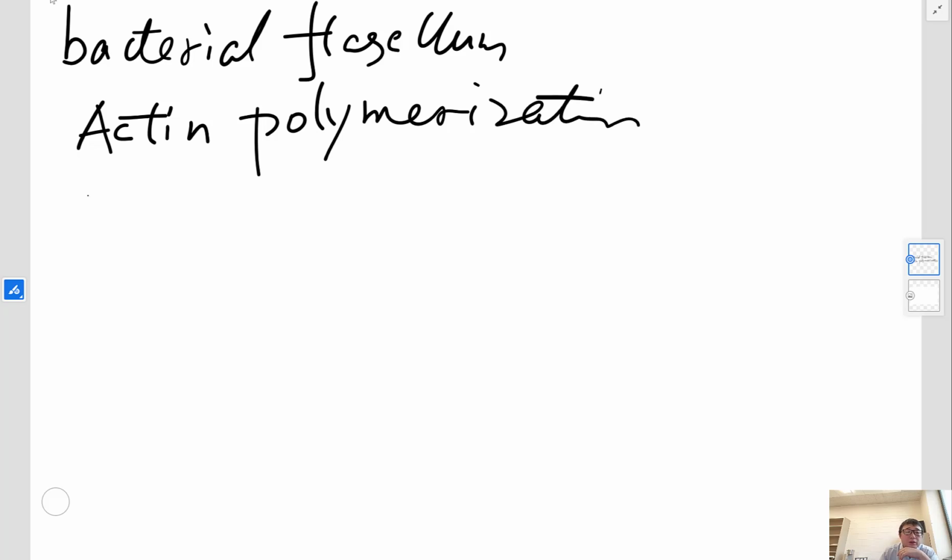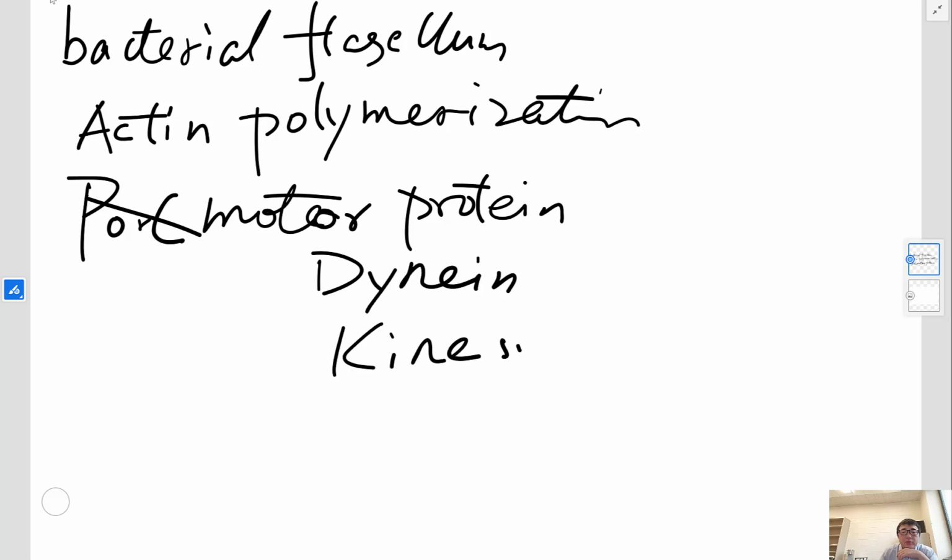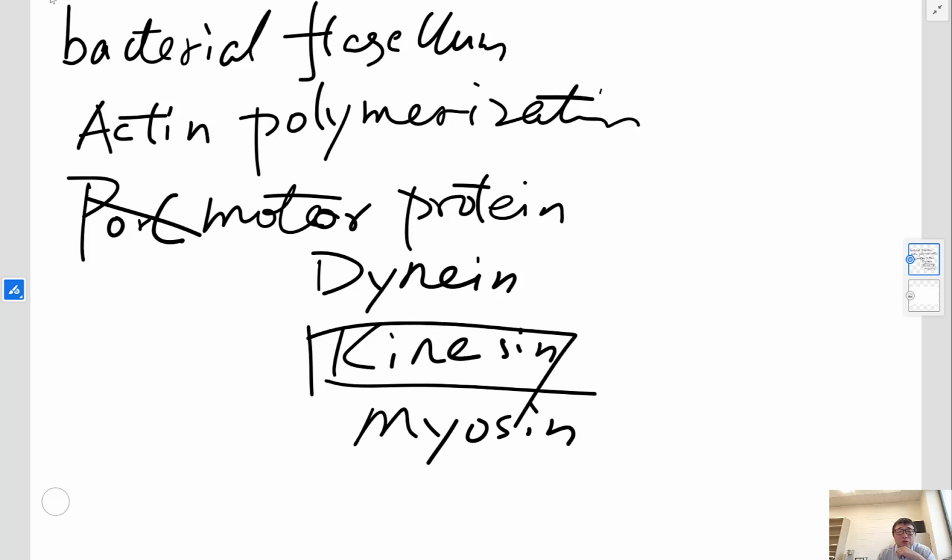and also there are the last three. Three motor proteins include dynein, kinesin, and myosin. In here, actually, kinesin doesn't really move the whole cell. Here we are mainly focusing on motility, the way that a whole cell can move around, at least move a whole cell.